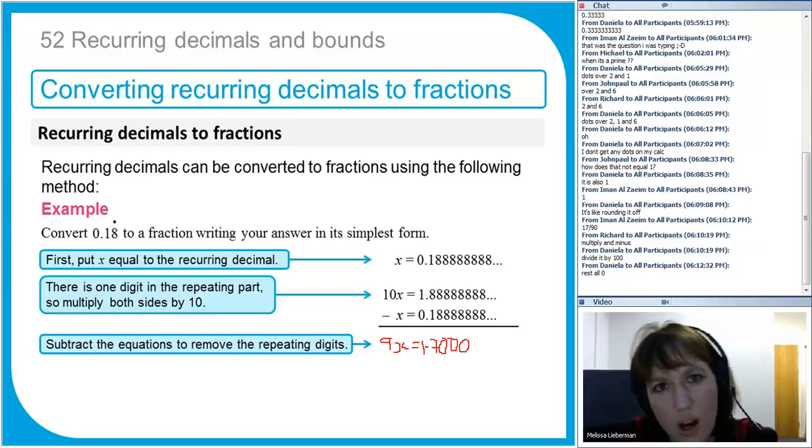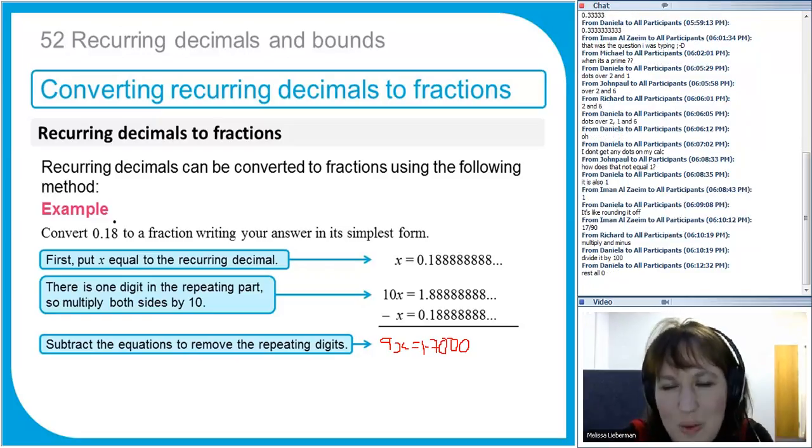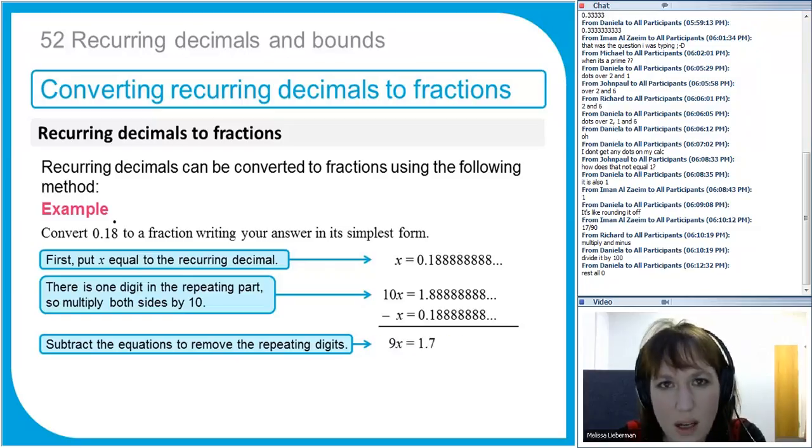And all of the recurring part, because we shifted everything along 1, when we subtract them, all of that repeated part just cancels out like that. They're all just zeros on forever, so we don't even need to write them. We just need to write that 9x equals 1.7.